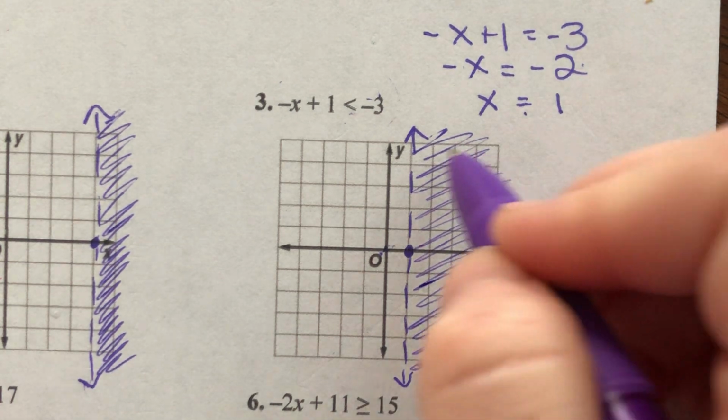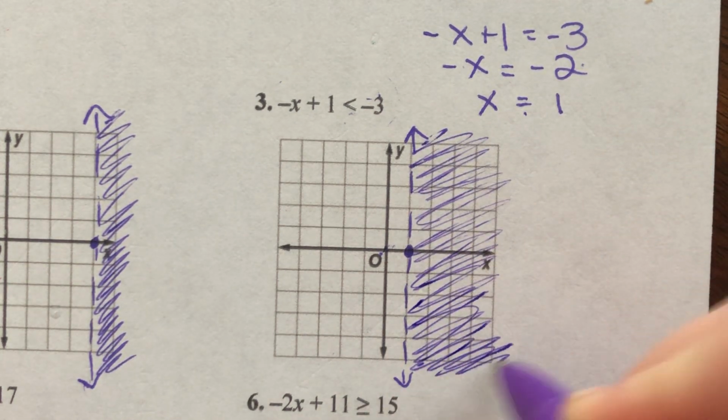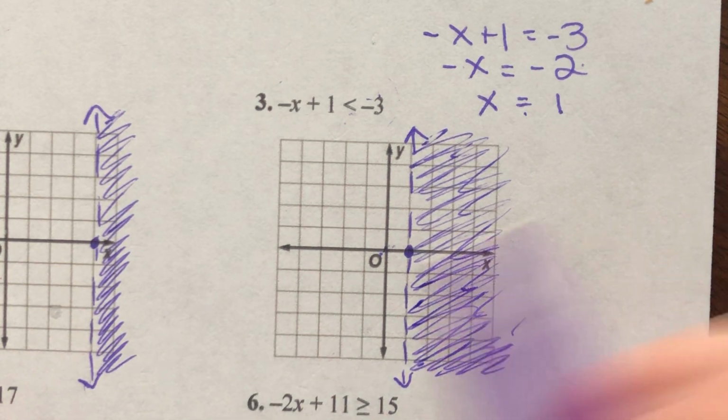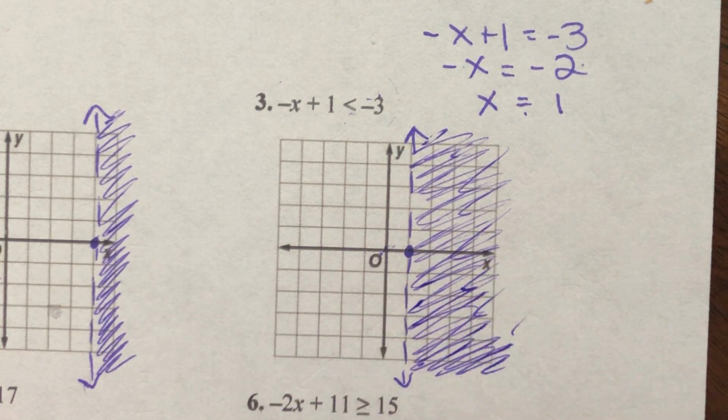Your shading has to go on one side or the other. There's never a situation where you're just not going to shade, unless it's not an inequality. So if it's not shaded on one side, then you automatically know it has to be shaded on the other.